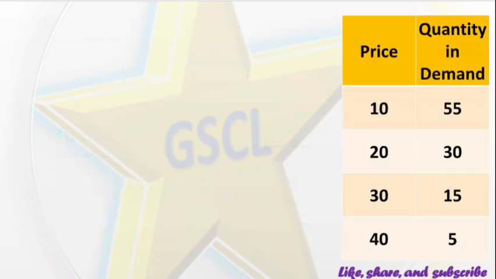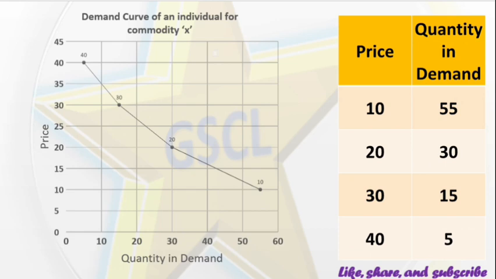This schedule shows the price and the quantity in demand. Here, when the price is 10, the consumer is willing to purchase 55 kgs of commodity X, such as tomatoes. But when the price shoots up to 20, the consumer lowers the quantity to 30 kgs. When the price rises further, it's only 15 kgs the consumer is willing and able to purchase.